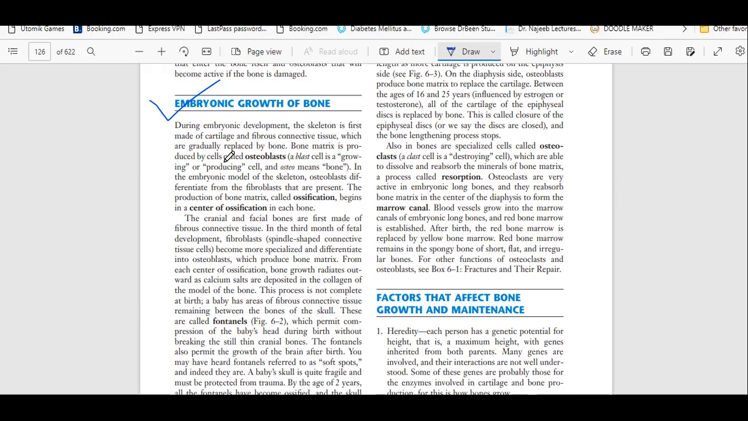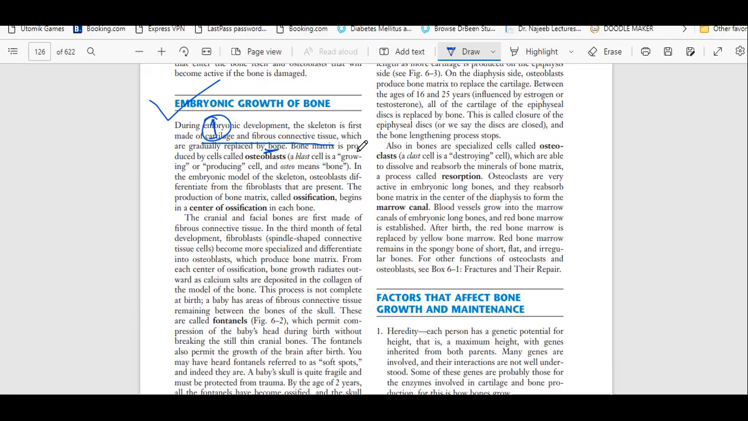Let's talk about this, and we will conclude today's topic here. During embryonic development, meaning in the uterus when the zygote is present, the skeleton is first made up of cartilage and fibrous connective tissue. This is the first step. Directly, the bone is not made. It is made up of cartilage and fibrous connective tissue, which are gradually replaced by the bone. How is it converted? It is converted to bone.